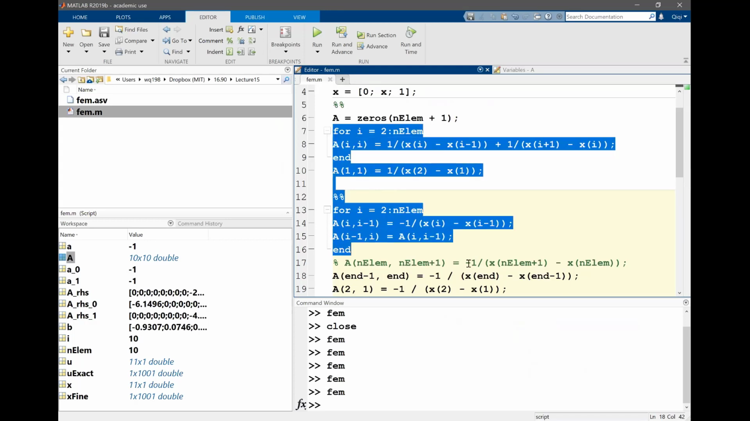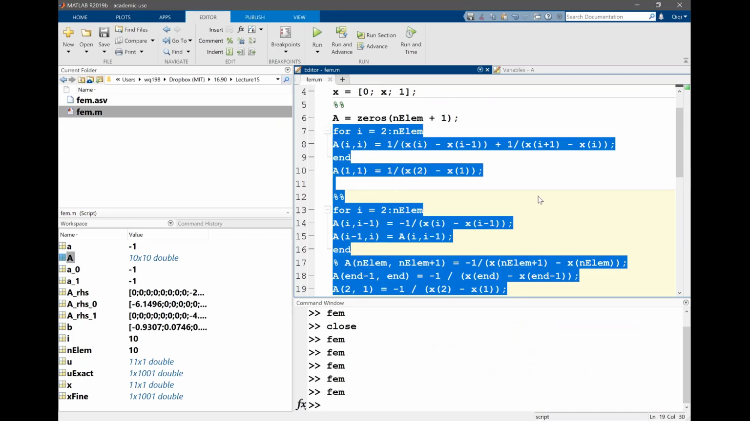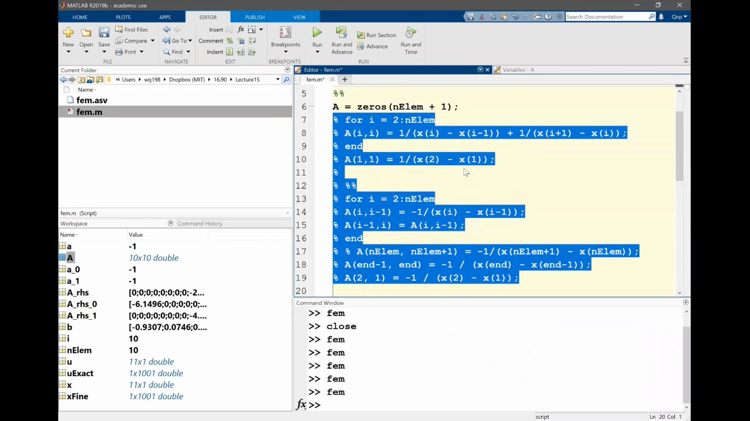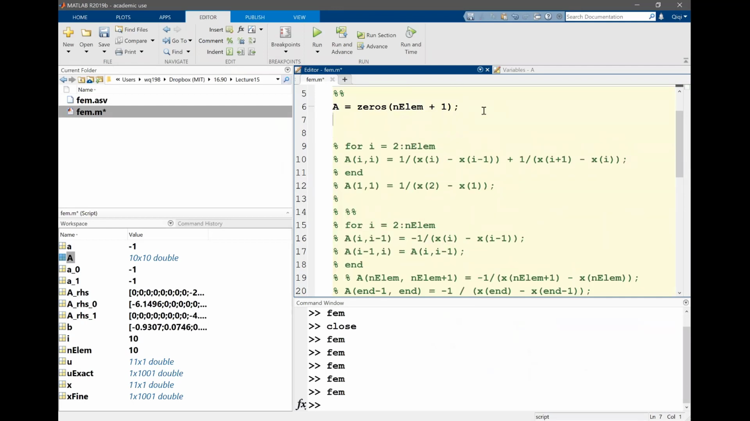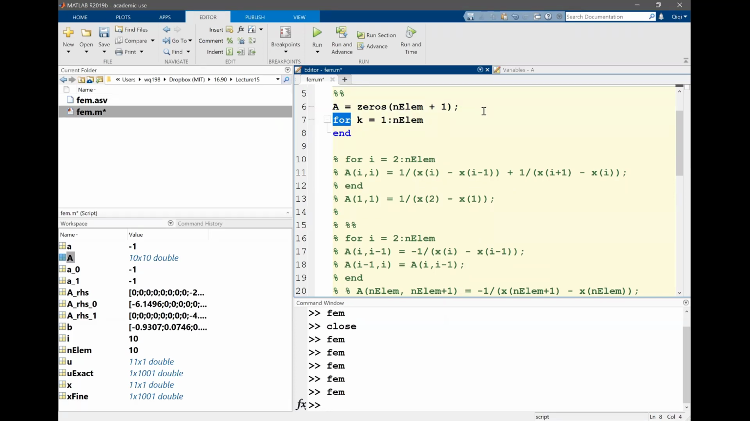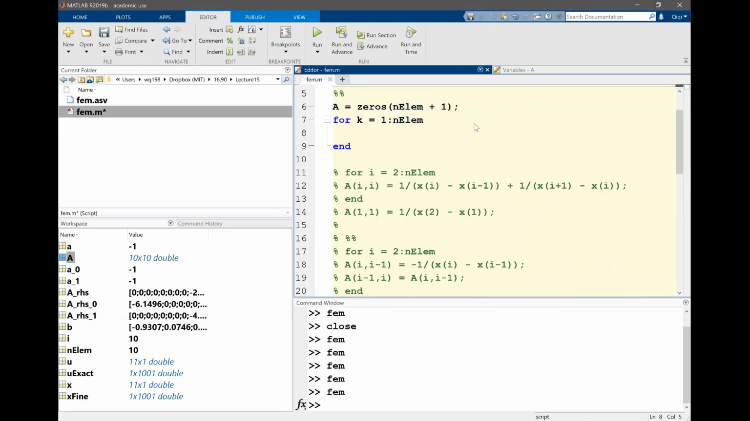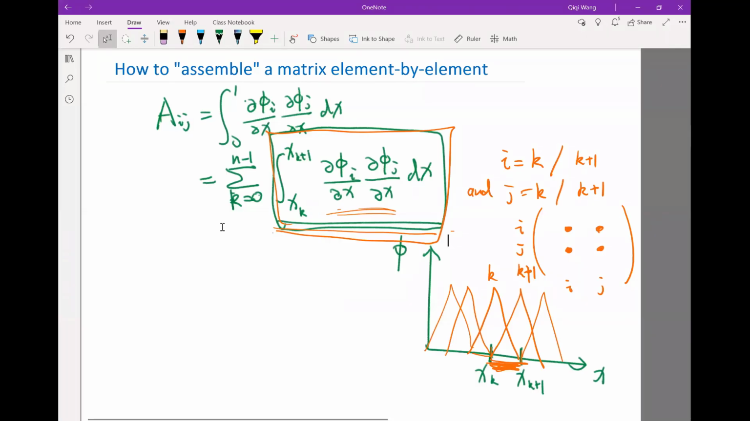Get rid of everything from here to here, right? And I'm going to comment it out and code something that is far superior. So I'm going to loop for k goes from 1 to n element. This is the loop over k, right? And then I want to compute these element matrices.